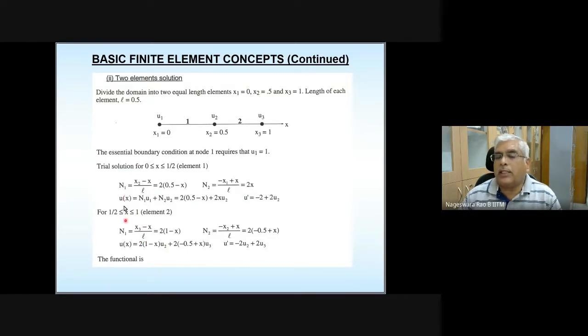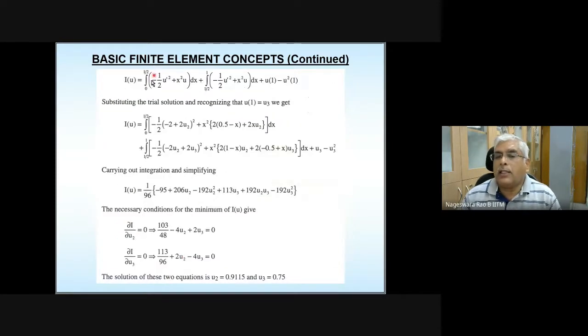Using these trial solutions, you need to write the equivalent functional. Instead of integrating from 0 to 1 in a single stretch, now we are going to integrate over each of the elements, 0 to half and half to 1, and this is the integrand, whatever is there. And these are the boundary terms. Now x equal to 1 corresponds to u3. So instead of u evaluated at x equal to 1, u3 is substituted here, and u3 squared is substituted here.